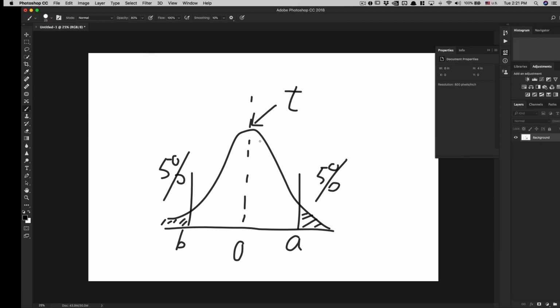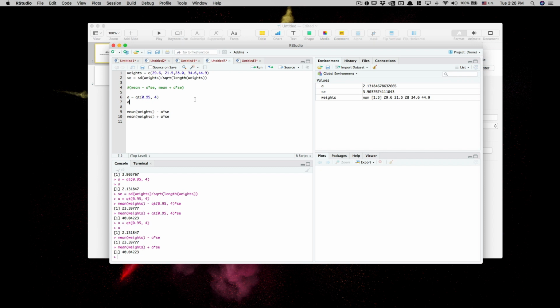So let's find this out. Here, A has to be the 95% quantile of the t distribution with 4 degrees of freedom. Well, how do I know it's 4? Because this is a one sample t test, so the degrees of freedom is the sample size minus 1. In this case, the sample size is 5, so that's why the degrees of freedom is 4. This is the quantile, and this is the degrees of freedom. If you run this line of code, you will see that A equals 2.13.